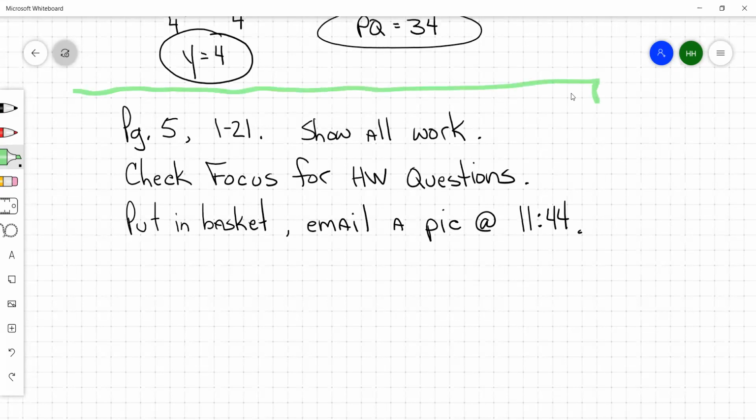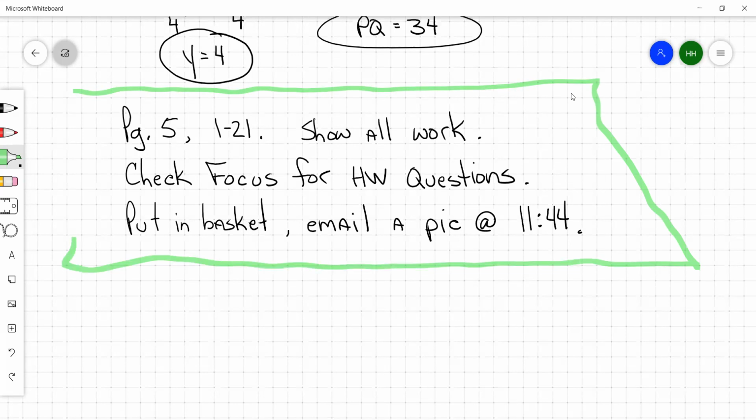Everybody understand the assignment for today? You're going to turn in what you do or send me a picture of it. And then outside of class, you're going to check focus for any homework questions. Those will be related to your notes.